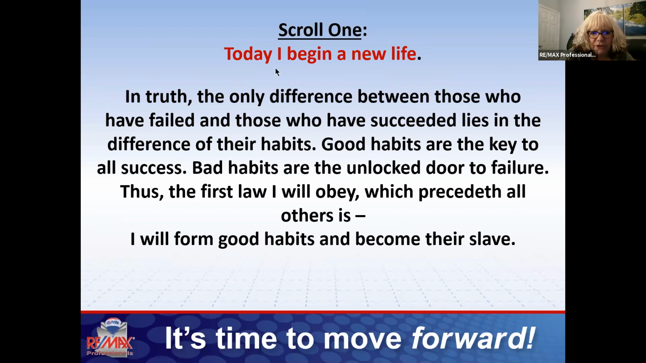Hold on a second. I got somebody trying to jump in. There we go. It's Fawn coming in, Tommy.